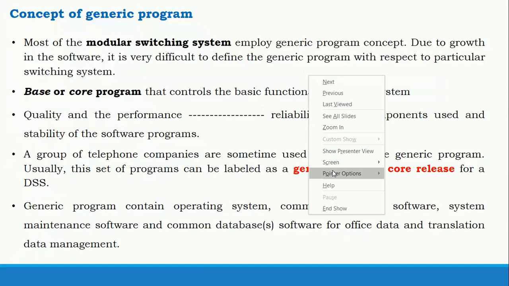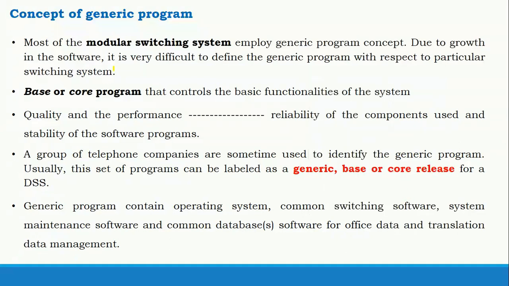So usually the basic function of switching means connecting. Modern switching systems usually employ the generic program concept, that means how generally it is connected. But it is very difficult to just go for a generic program with respect to a particular switching system, because some may depend on switching, some may need controlling architecture, like that. For that purpose, the reliability of the component depends on the design of your base program. Usually the telephone companies will be identified by their base program itself. That means for every switching exchange there may be different types of the concept of generic program.